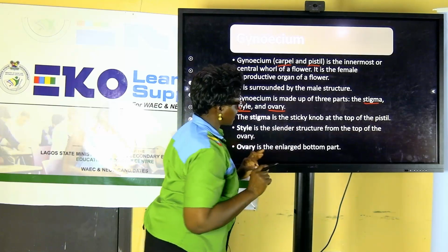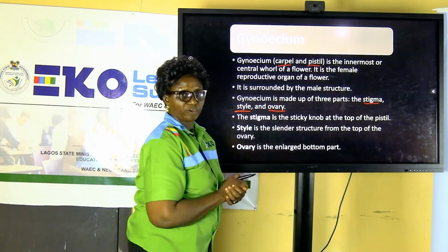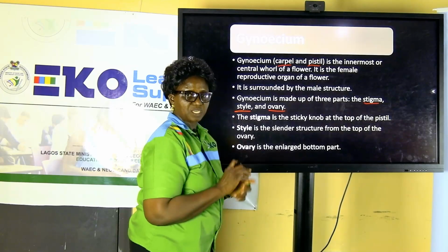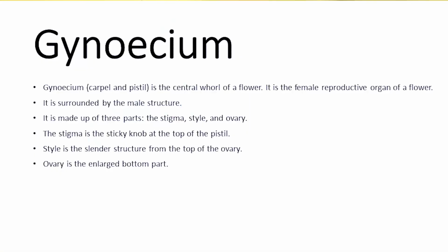The stigma is the sticky knob at the top of the pistil, or of any flower. That is the one that receives the pollen grains during pollination. We have the style, which is a support that holds the stigma, connecting it to the ovary. Here we have the part called the ovary, which has an enlarged bottom part.